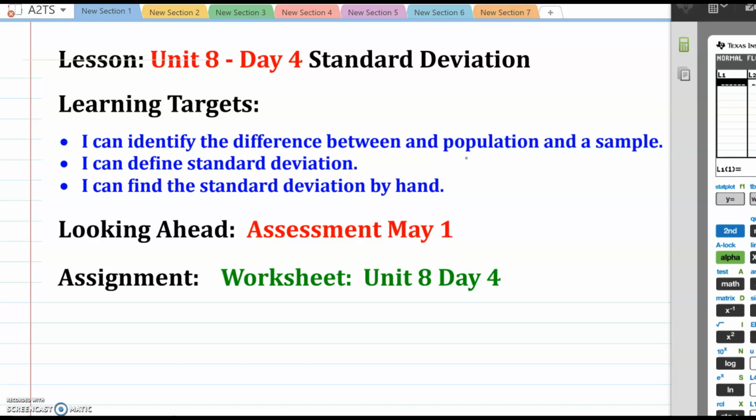You can define the standard deviation, and because this year is a little bit different, we're not going to even bother to do things by hand. We're going to be doing things via calculator. And the good news is I know some of you would love a worksheet, but we're just going to do a Math Excel today because I assigned a worksheet last week and very few of you did it.